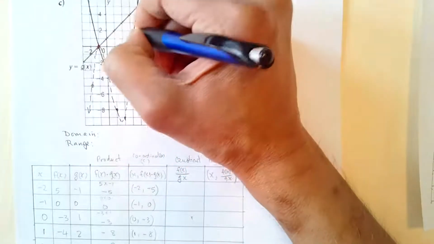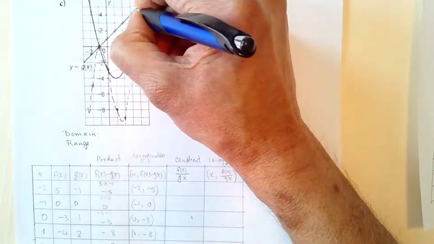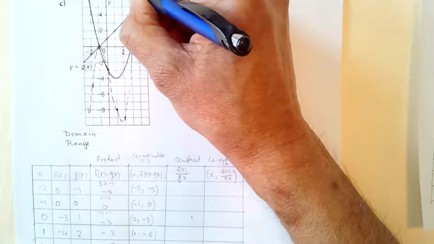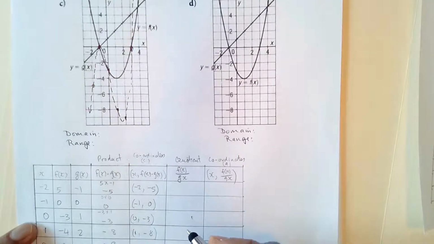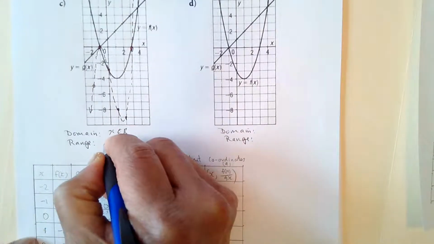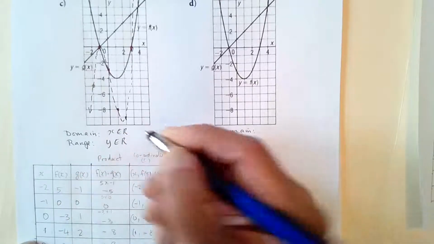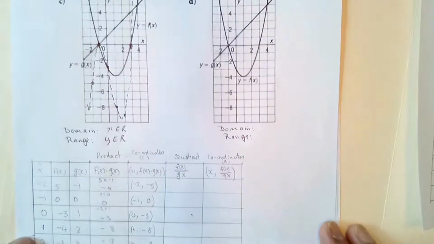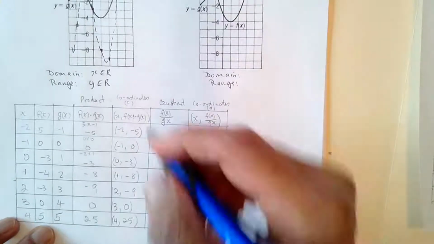And 4, 25 is way beyond the view of the graph. Notice that it's a cubic function. So the domain will be all real numbers, and the range will be also all real numbers. So these are my coordinates for graph C.